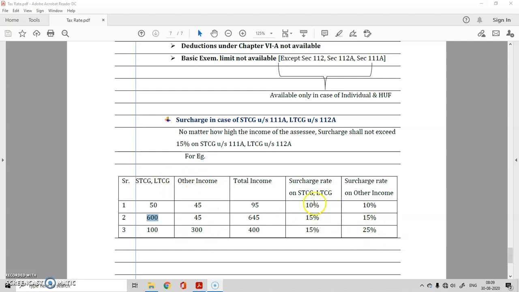पर इन केस ऑफ STCG और LTCG, no matter how high the income of the assessee is, surcharge shall not exceed 15%. मतलब यहाँ पे STCG और LTCG में 25% आना चाहिए, लेकिन इस सेक्शन के हिसाब से हमें यहाँ पे 15% से ज़्यादा नहीं लेना है। I hope you got this.